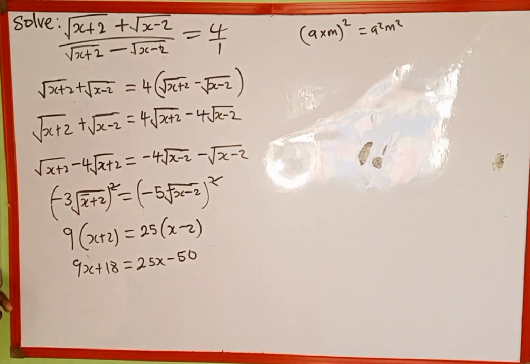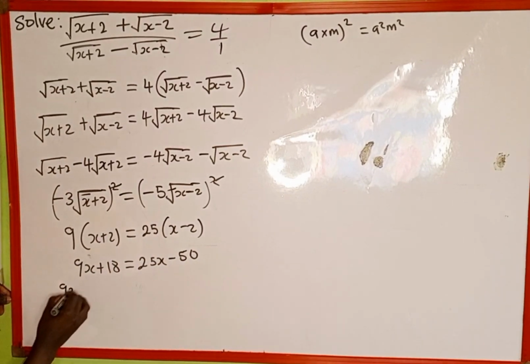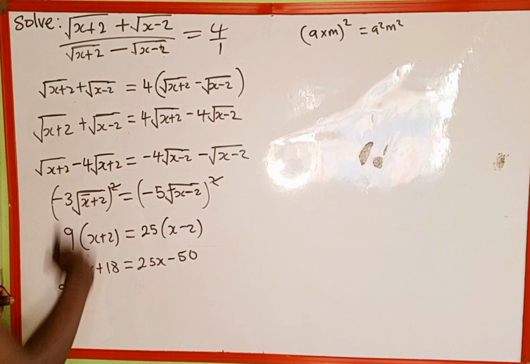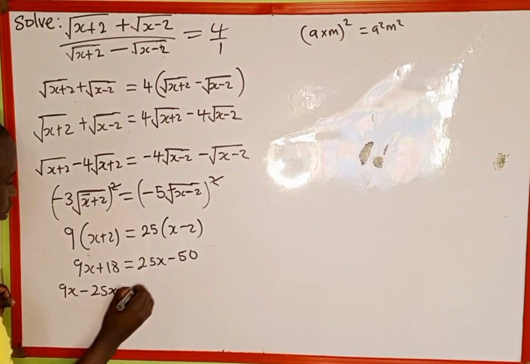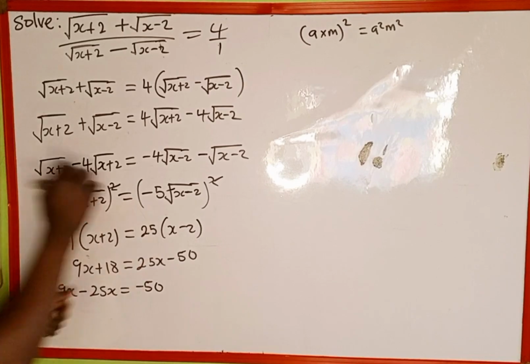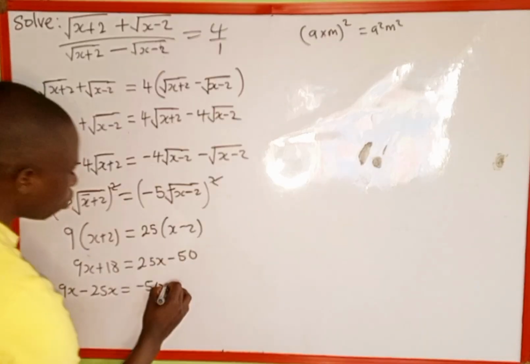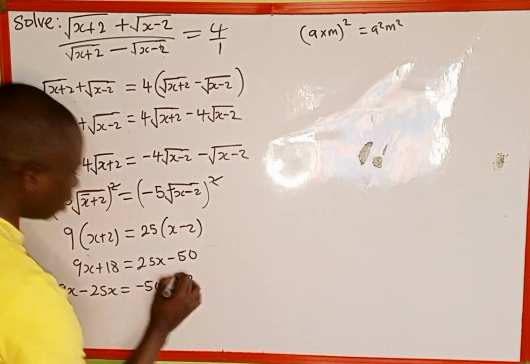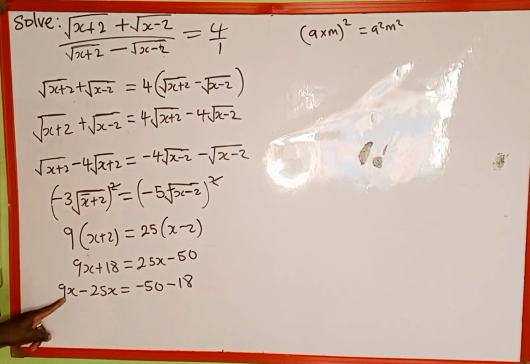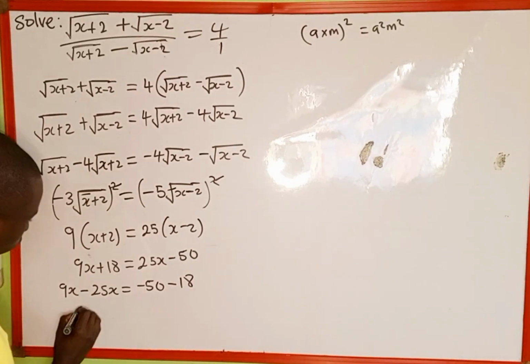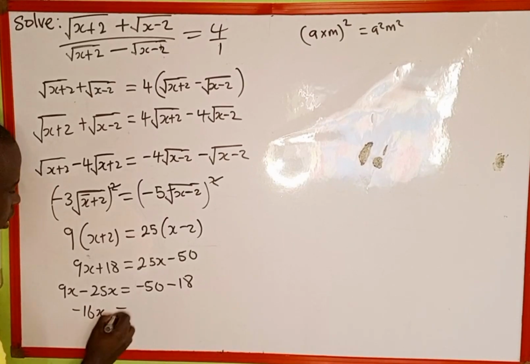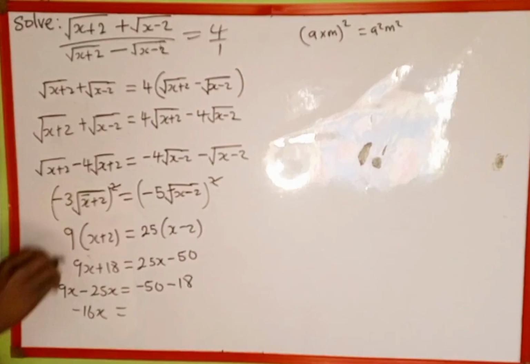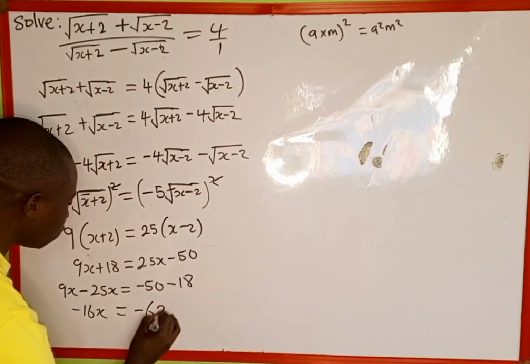So the next thing is to combine the like terms. We have 9x here. When we take this 25x to the left hand side, it will become negative 25x, which is equal to negative 50. Then we take this 18 to the other side, it becomes negative 18 because this is positive. Now 9x minus 25x is going to give us negative 16x, which is equal to negative 50 minus 18, which is going to give us negative 68.